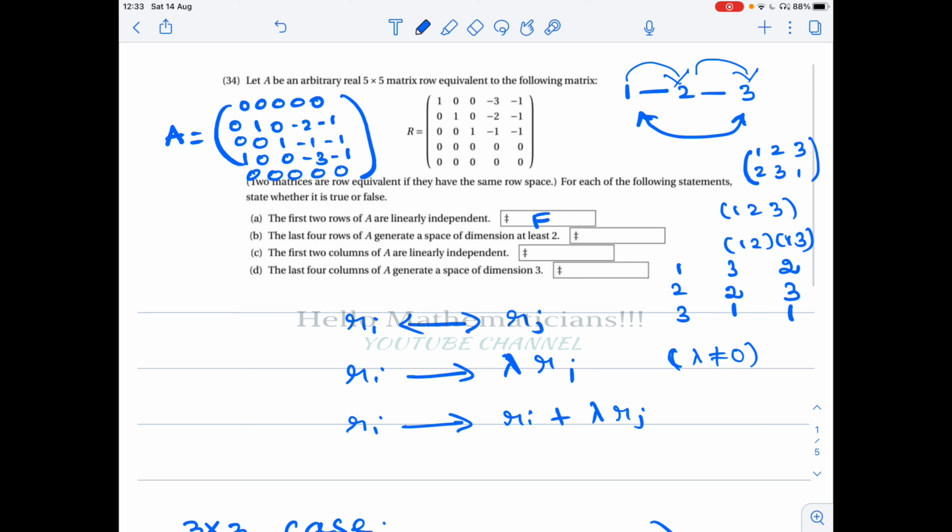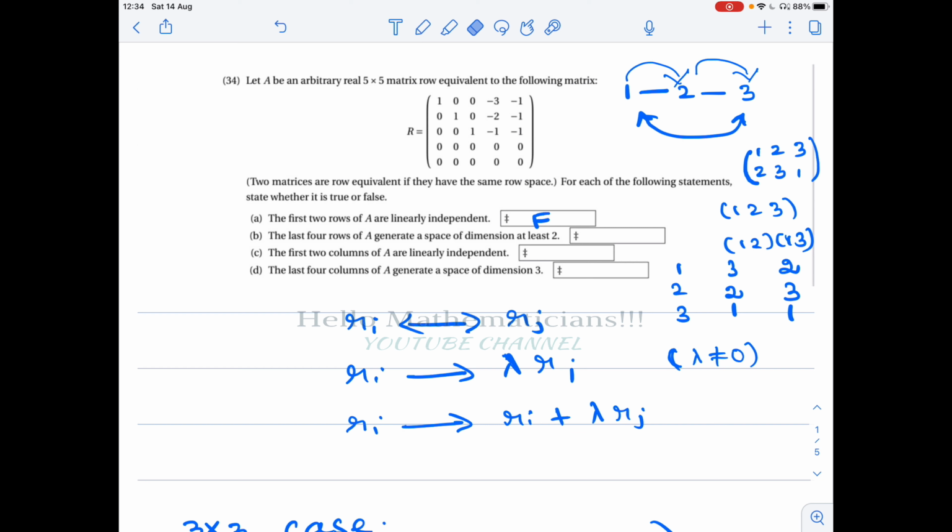Next we come to the second option. Note that this is one possible A. Here I have swapped first and fourth. You can swap the first and last. So many matrices can be similar to this matrix R. You can permute the rows in any way you want. All those matrices will be row equivalent to this matrix. After that, you can apply these two operations also, so that matrix will also be row equivalent to this matrix. Using that observation, now we want to solve the second option: the last four rows of A generate a space of dimension at least 2.